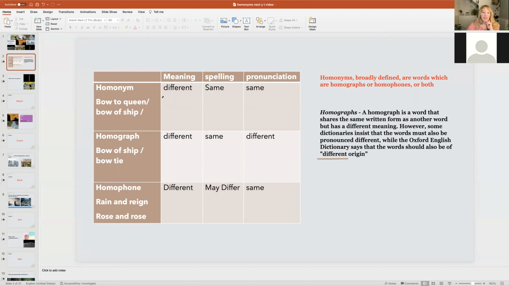Very good. So the next one, homograph. So we have, as we just mentioned, the bow of a ship, the front part of the ship, and we have a bow tie. So we can have also a bow and arrow. But we can see the meaning again is different. The spelling is the same, but the pronunciation is different because we have bow and bow.